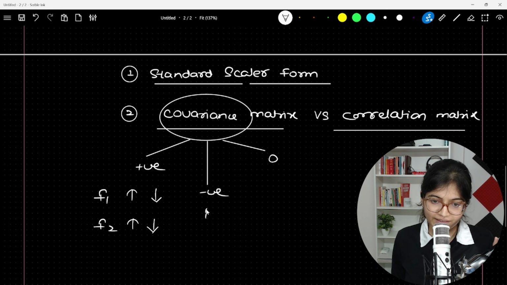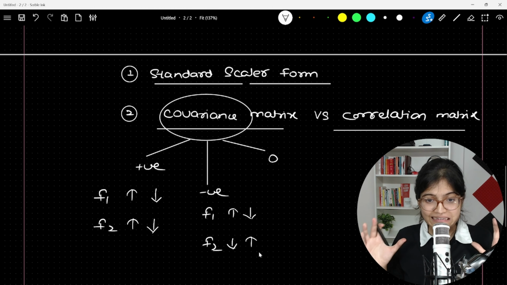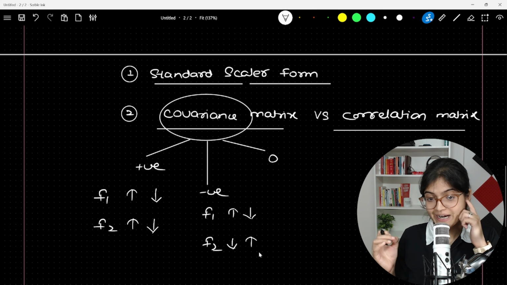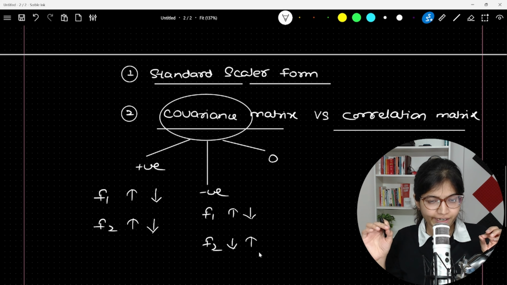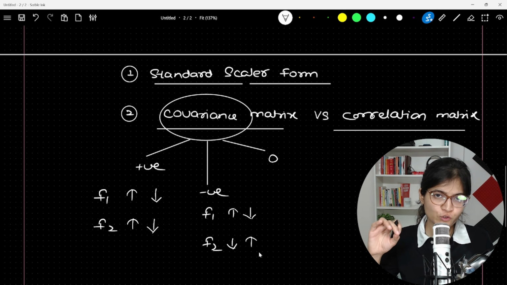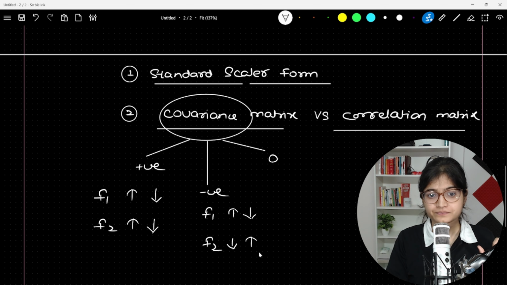Negative means that with f1 and f2, when f1 is increasing, f2 is decreasing. When f1 is decreasing, f2 is increasing. That is the literal meaning of negative covariance. When you say 0, it means that they are not at all in a relationship with each other. Means they are independent. Those features do not depend upon each other. So this is the meaning of covariance.